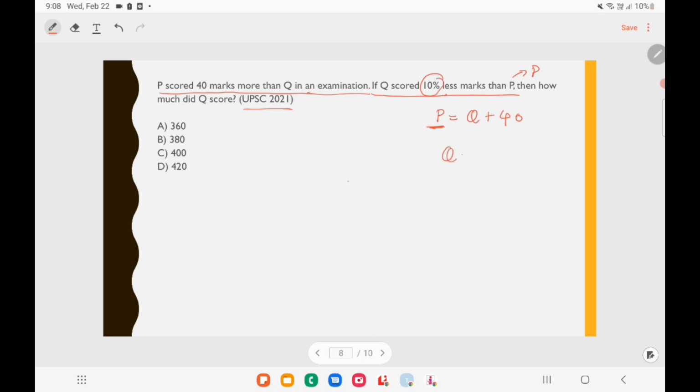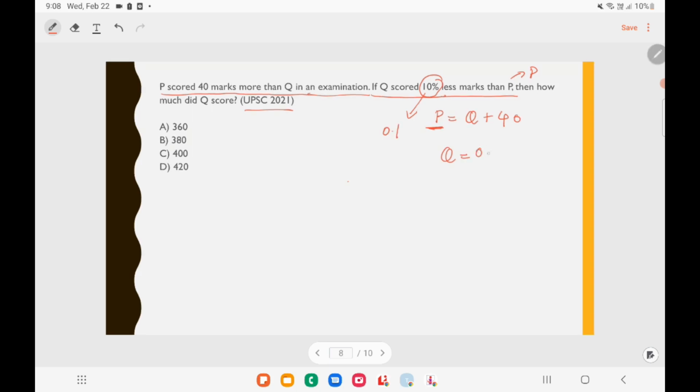That means Q is equal to, 10% less mark means, I have already told you 10% means it's 0.1, 10 by 100 is 0.1. If it is reduction, just subtract 0.1 from 1. If you reduce 0.1 from 1, you will get 0.9. So Q is equal to 0.9P. So just solve these two equations, just substitute 0.9P here. So P is equal to 0.9P plus 40.